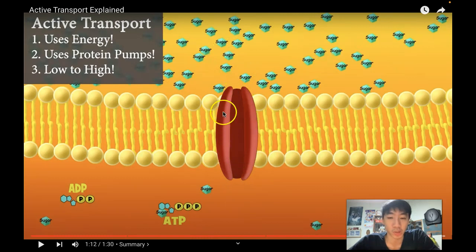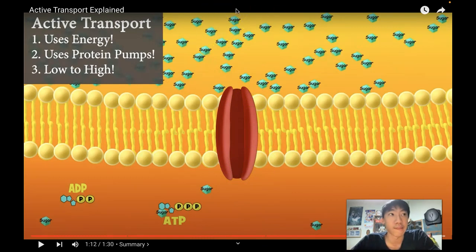These are like channels where they can, using energy in the form of ATP. ATP is the body's currency of energy. It's called adenosine triphosphate. You don't really have to remember that full name, but basically it's the kind of energy that our body uses. Whenever it wants to pump sugar across the channel, it's going to use up one ATP.